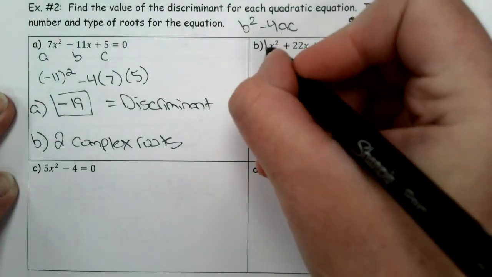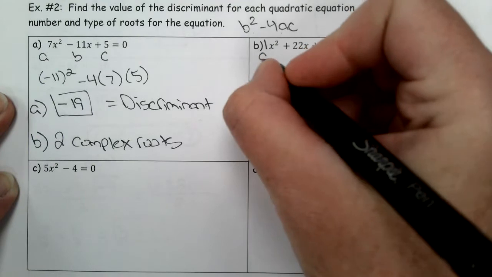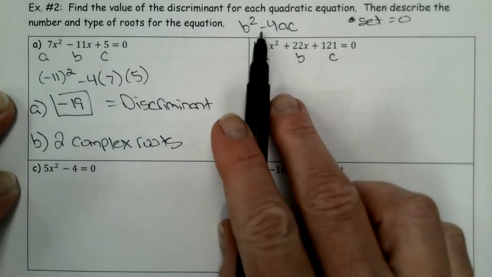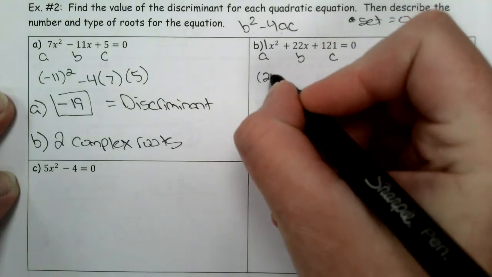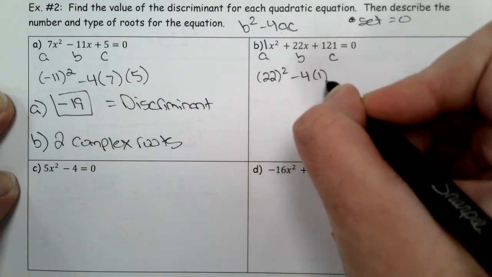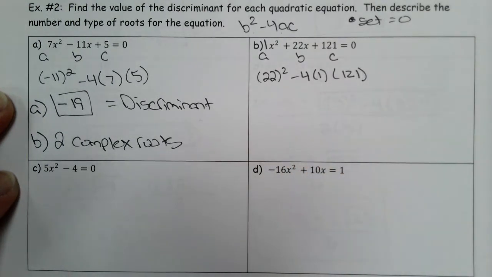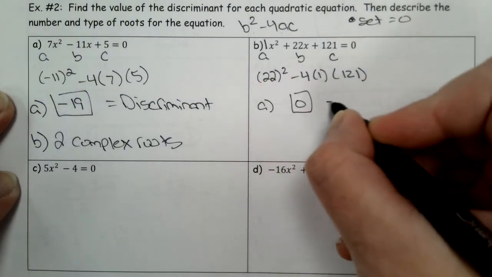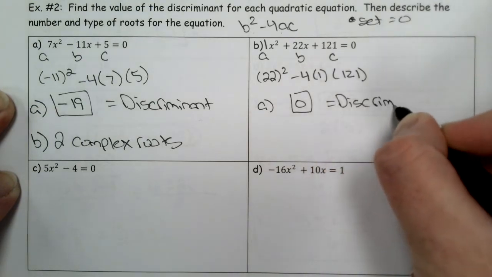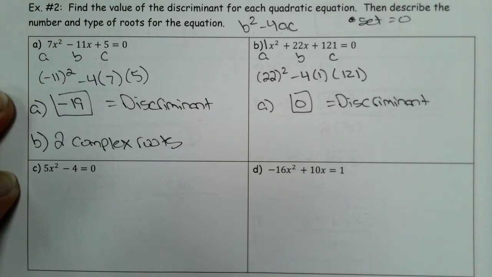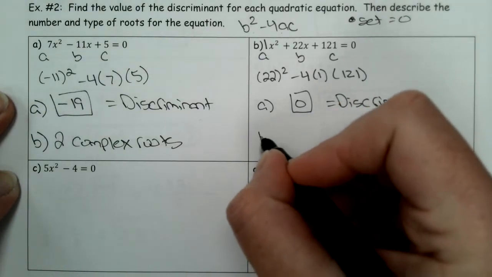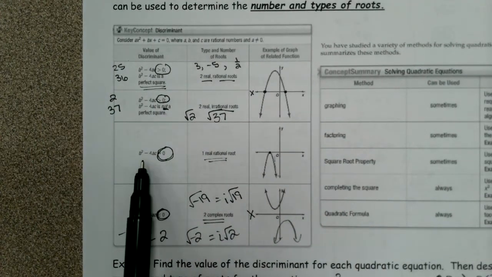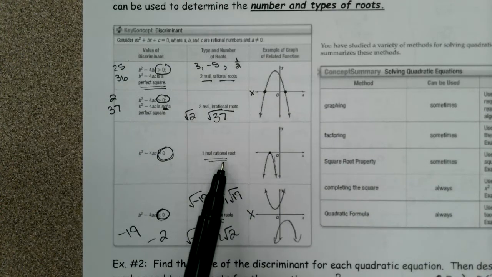Letter B is all ready to go, so I have an implied 1 there. So there's my A, B, and C. I'm going to plug these values in for my discriminant. I get 22 squared minus 4 times 1 times 121. I plug that into my calculator, and I got 0. So 0 is my discriminant. If you come back up here and look at your chart, you'll see if it equals 0, you get one real rational root.